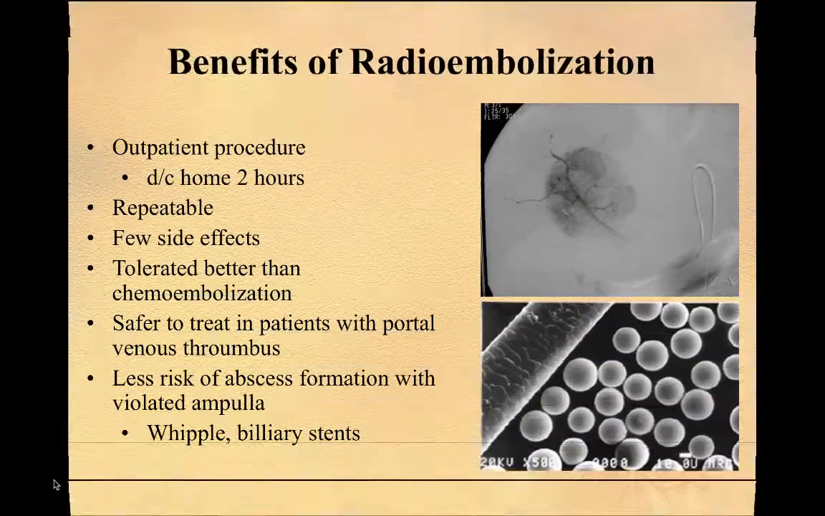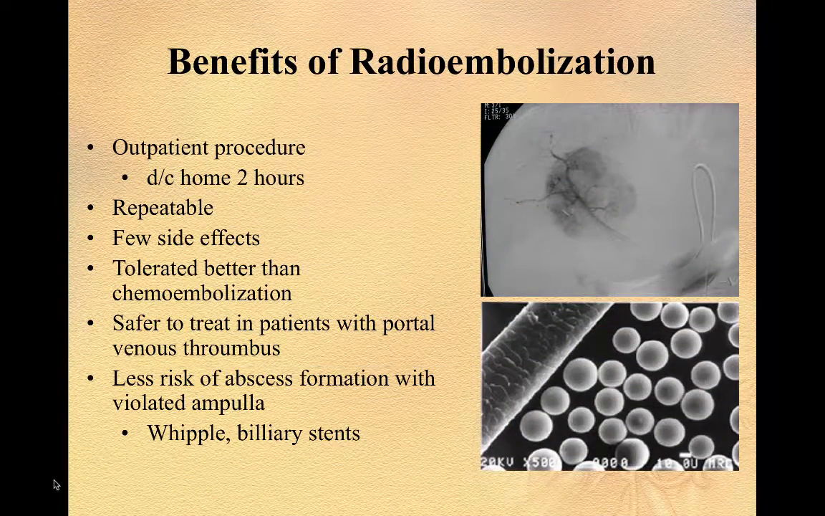Ascites, ascites is fluid outside of the liver. That means that you're starting to feel the effects of the therapy. And people who have a violated ampulla, those tend to be patients that have had Whipple procedures. That's more a pancreatic neuroendocrine issue.